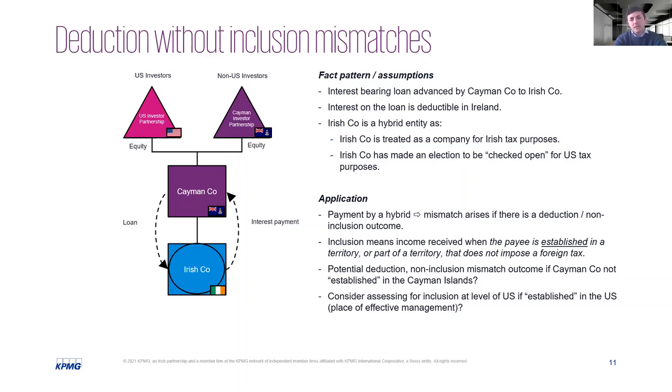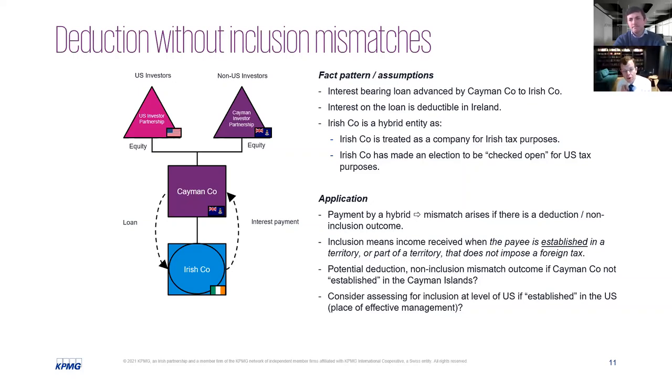One important point to note, though, is that when you're looking at the payee territory, the payee has to be established in that territory. And established for these purposes is linked to where the effective place of management is. So an issue could arise here if the Cayman company wasn't actually deemed to have its effective place of management in the Cayman Islands. Where this potentially could arise, or might need to be considered further at least, would be, for example, where you had US directors acting for the Cayman company from the US. And if we fell into a scenario where the place of effective management was actually deemed to be in the US, then you'd need to test for inclusion from a US perspective, as opposed to from a Cayman perspective.